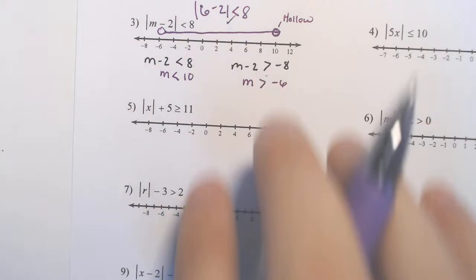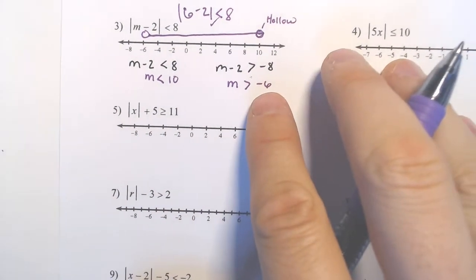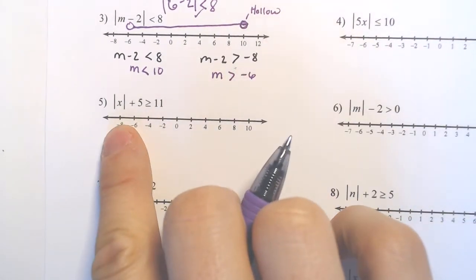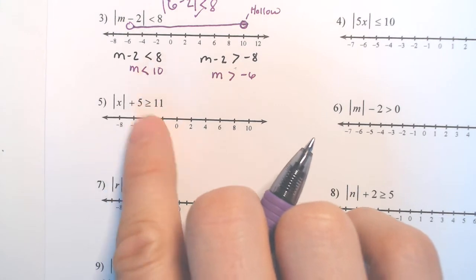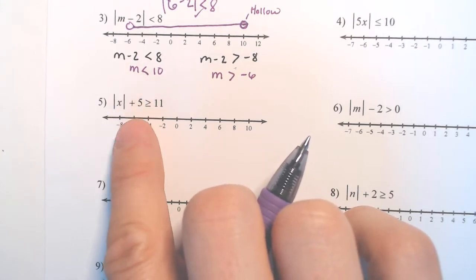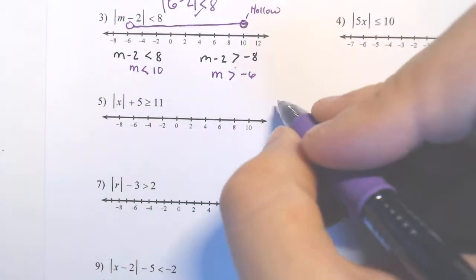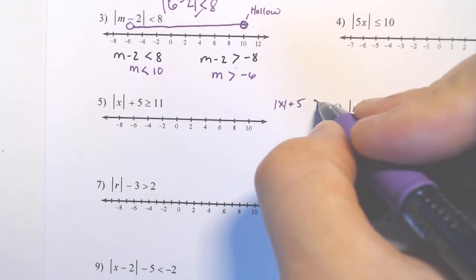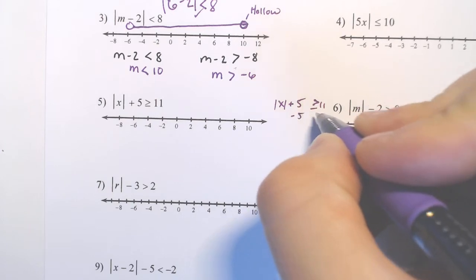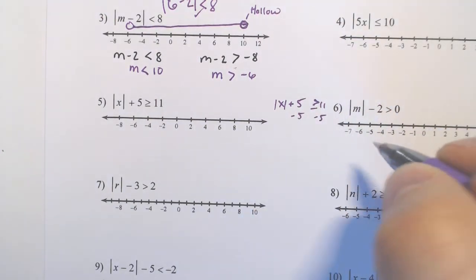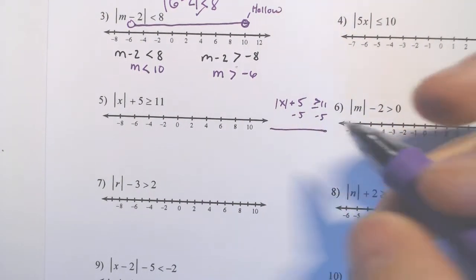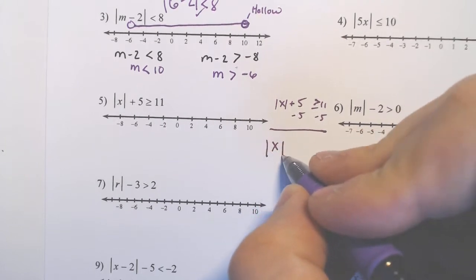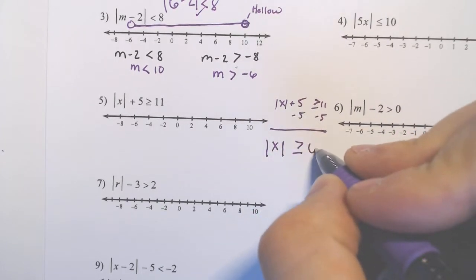Keeping right along, I might end up doing most of the left-hand column here. We got absolute value of x plus 5 greater than or equal to 11. In order to solve this first, I have to subtract the 5. If I take that x plus 5 with the absolute value greater than or equal to 11, I have to first subtract the 5. And then I get absolute value of x greater than or equal to 6.